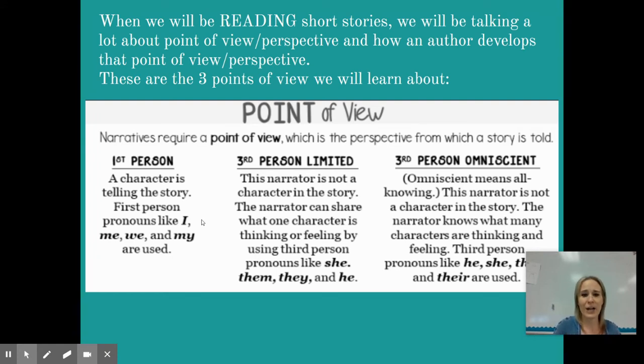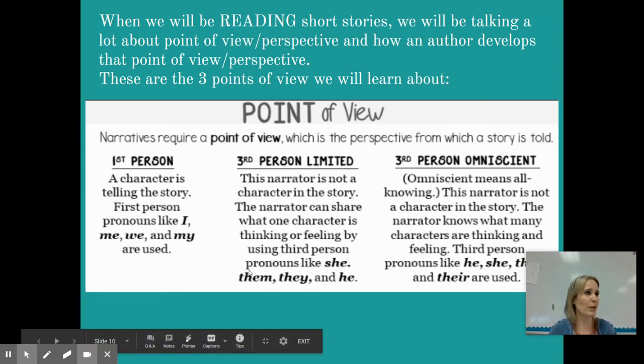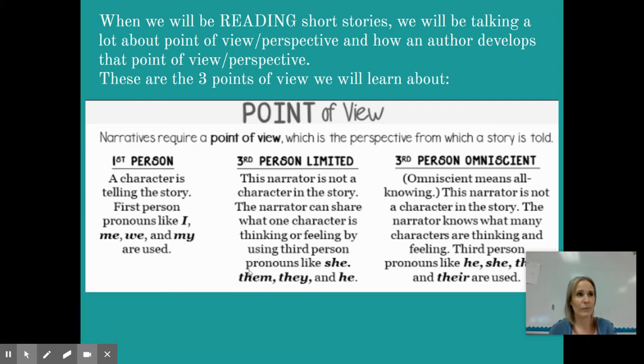The second type of point of view is third person limited. So this is when the narrator is not going to be telling it from their own point of view.